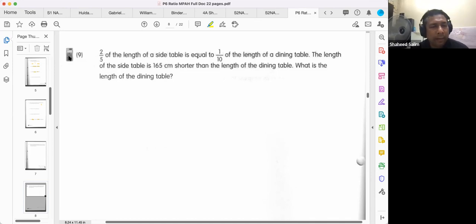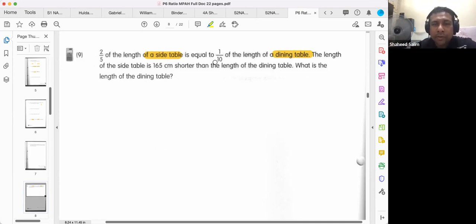You understand the question? Don't understand the question. Okay. You have now a side table, that means a small table. Then you have a dining table where you eat. The eating table is very big. The side table is very small.